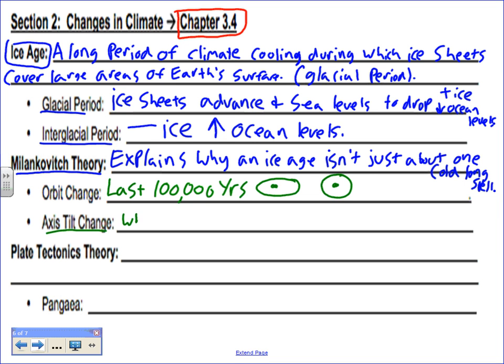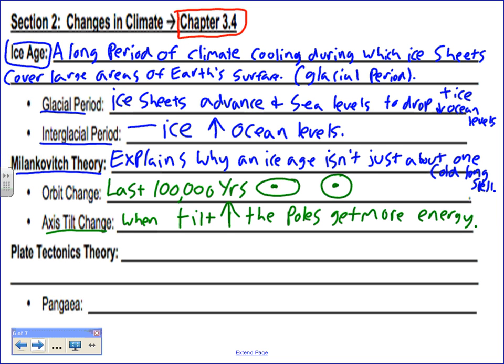When the tilt of the Earth is greater, the poles receive more solar energy. So as the tilt increases, the poles get more energy. Okay? And he's saying that the tilt of our Earth is increasing, and that's why the ice caps are melting and causing the ocean levels to increase.